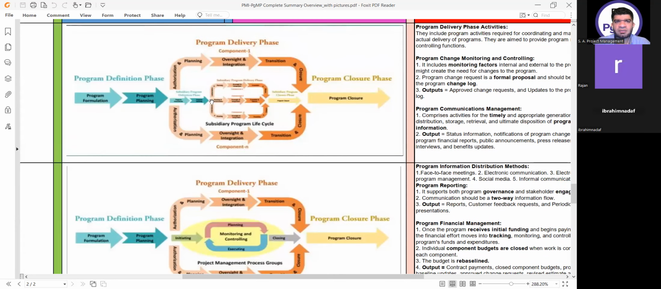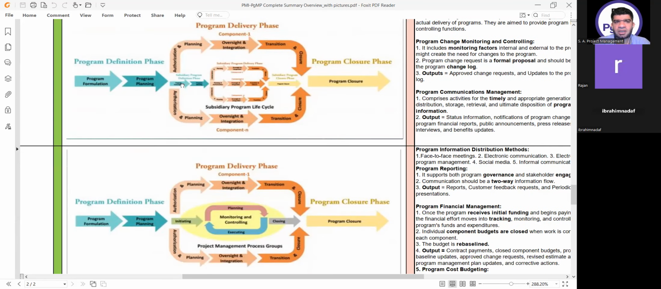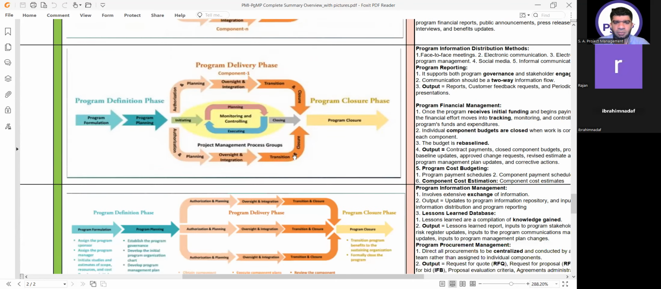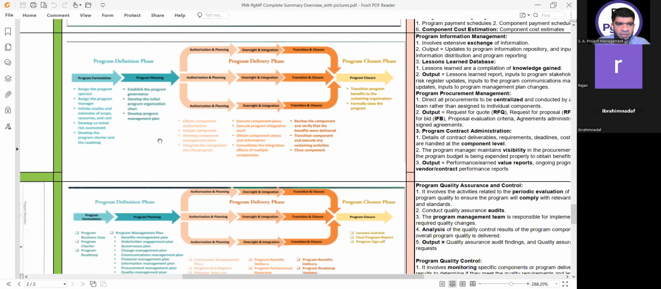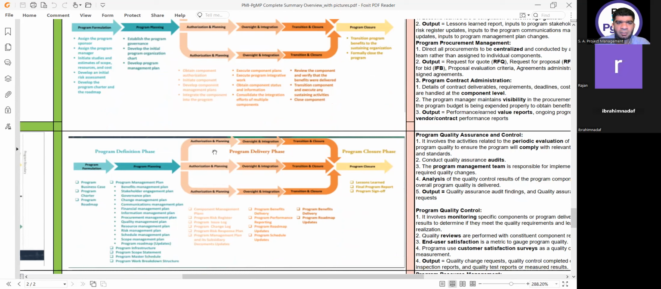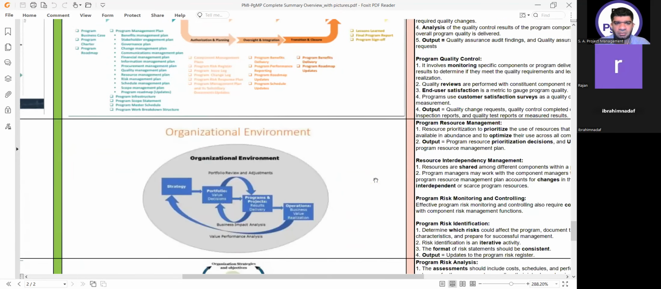In the program delivery phase, we have component authorization and planning, oversight and integration, and transition and closure. This is for all the 3 steps. Important concept, whether it's a program or a sub project, it will go through its complete life cycle. If it is a project, it will go to initiation, planning, monitoring and controlling, executing and closing phase. If it is a program, it will go to the complete program definition phase, program delivery phase, and the program closure phase. In the program formulation phase, we have business case, charter, roadmap. Program planning phase, we have program management plan, component authorization, oversight, and in the closure phase, we have lesson learned, final program report, and program sign off.